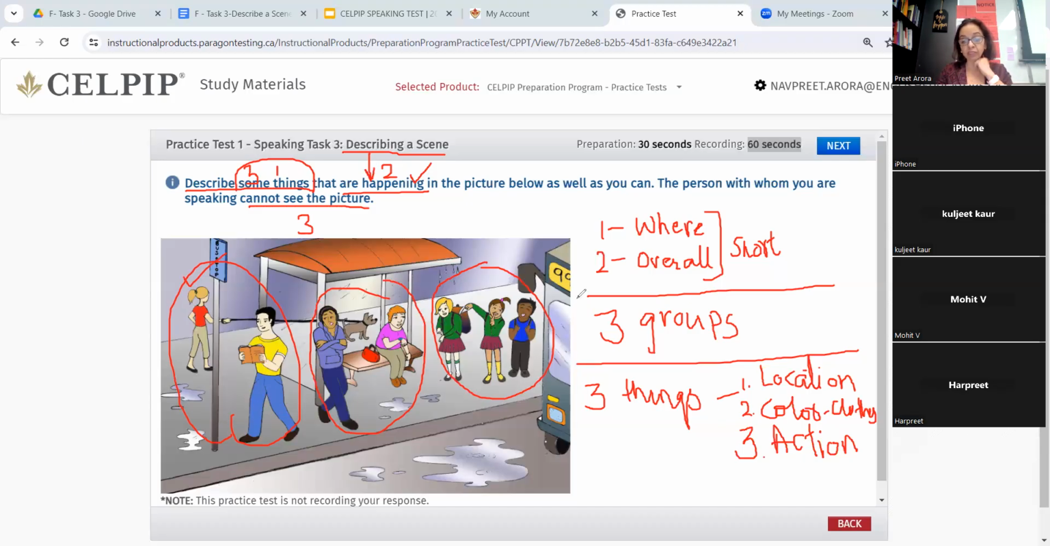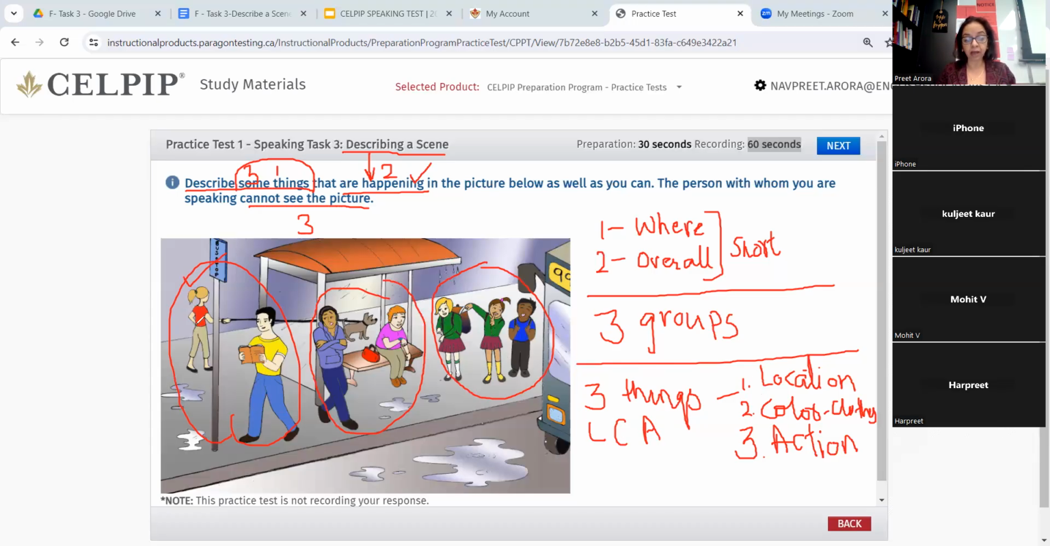So location, color, and action. So you have to talk about LCA. You can create this formula: LCA. So location, color of clothes, and action. Now, let me go back to this lady.